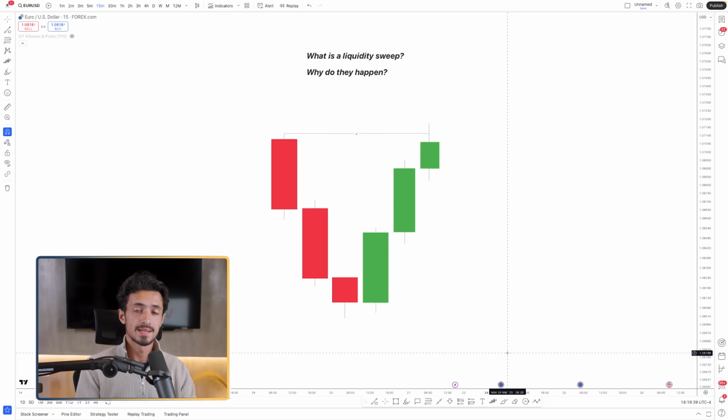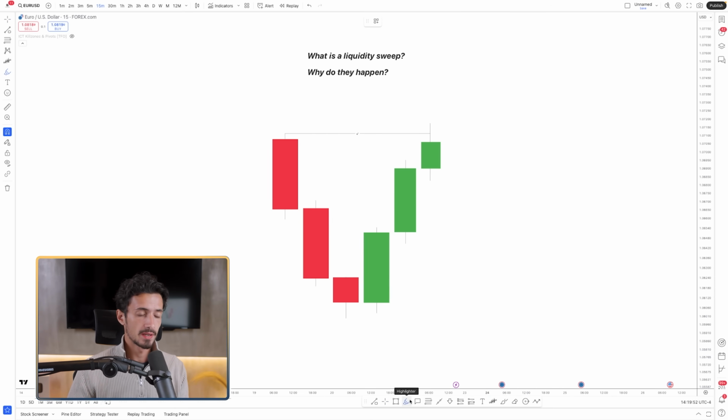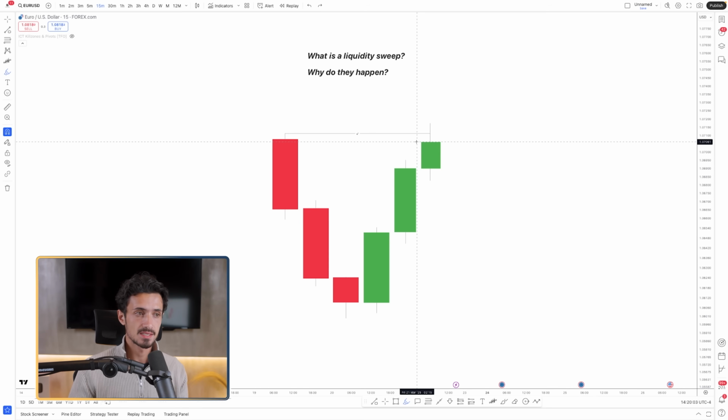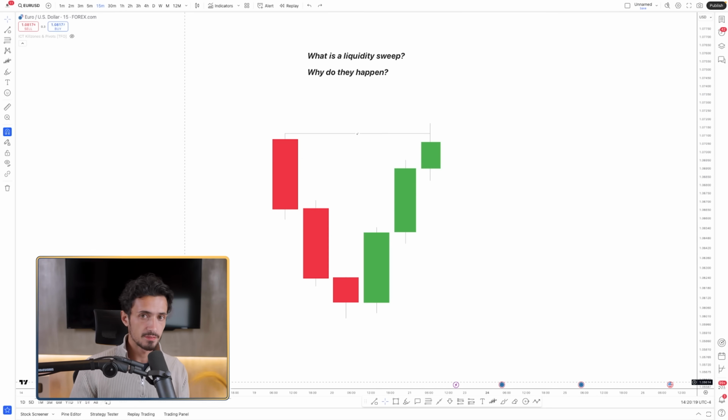So what is a liquidity sweep? And more importantly, why do they happen? Let's first start with what actually is a liquidity sweep. Very, very simply put, a liquidity sweep is when price breaches a high, fails to close above that high, wicks above that high, and then closes back inside of the price range. The opposite can also be true in a bearish example. Now, that is what a liquidity sweep looks like. That's the easy part. That's what everybody understands. Everybody understands what a liquidity sweep is, but very few understand why a liquidity sweep happens.